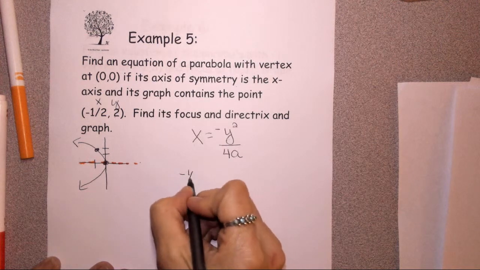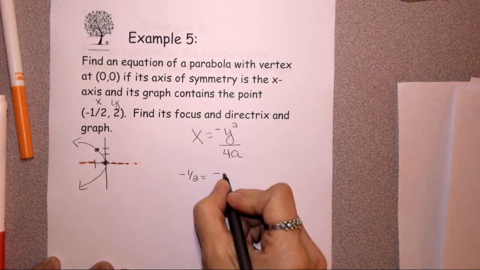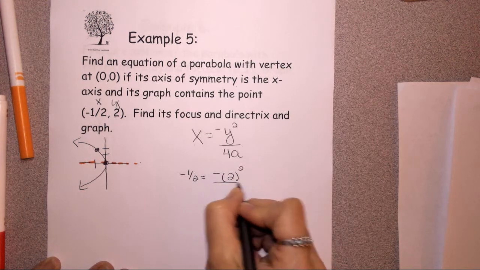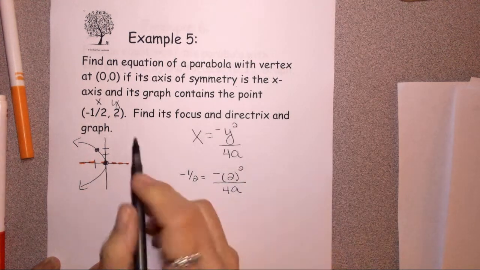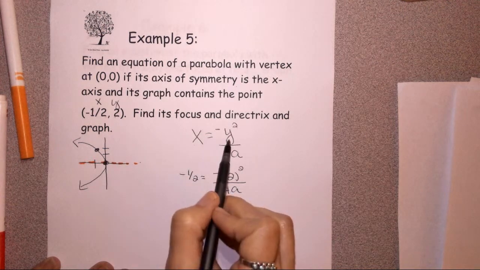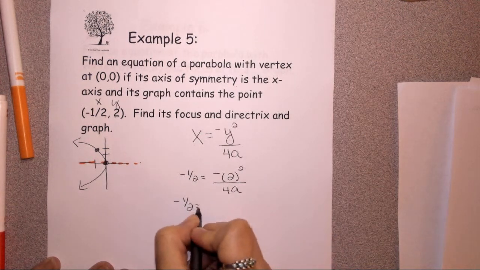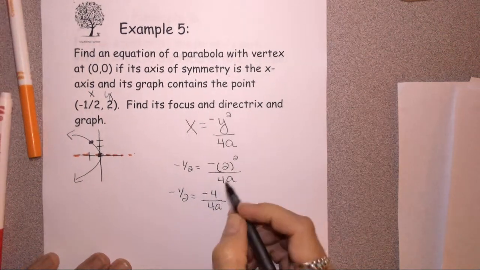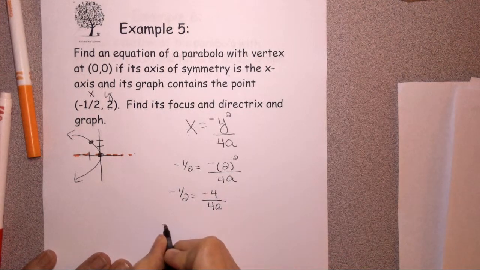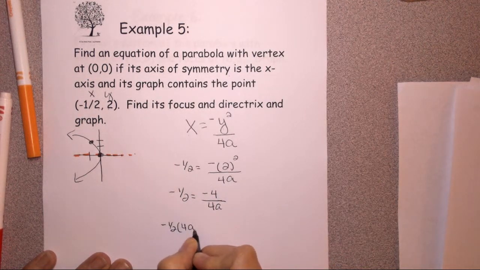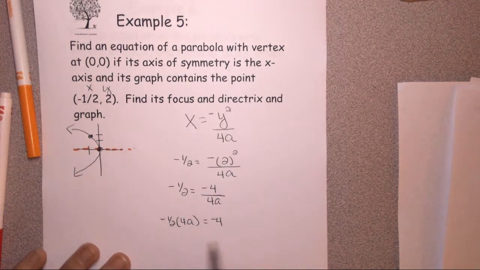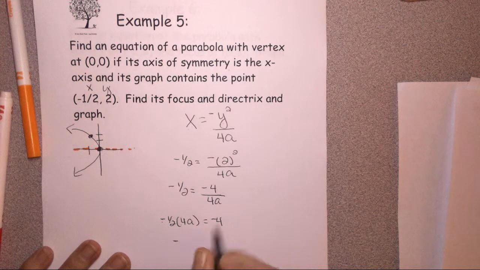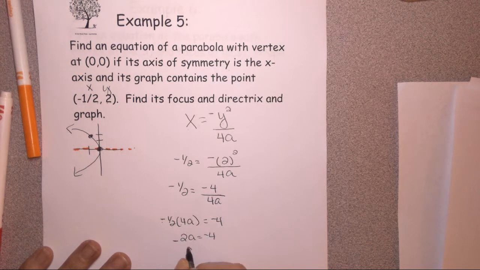So I'm going to have negative 1/2 equals negative parentheses 2 squared over 4A. I took the x and I plugged it in here. I put the y right here. So I have negative 1/2 equals negative 4 over 4A. I'm going to multiply both sides by the denominator. So I'm going to have negative 1/2 times 4A equals negative 4. Negative 1/2 times 4 is negative 2. And then I'm going to divide negative 4 by negative 2 and find out that A is equal to 2.